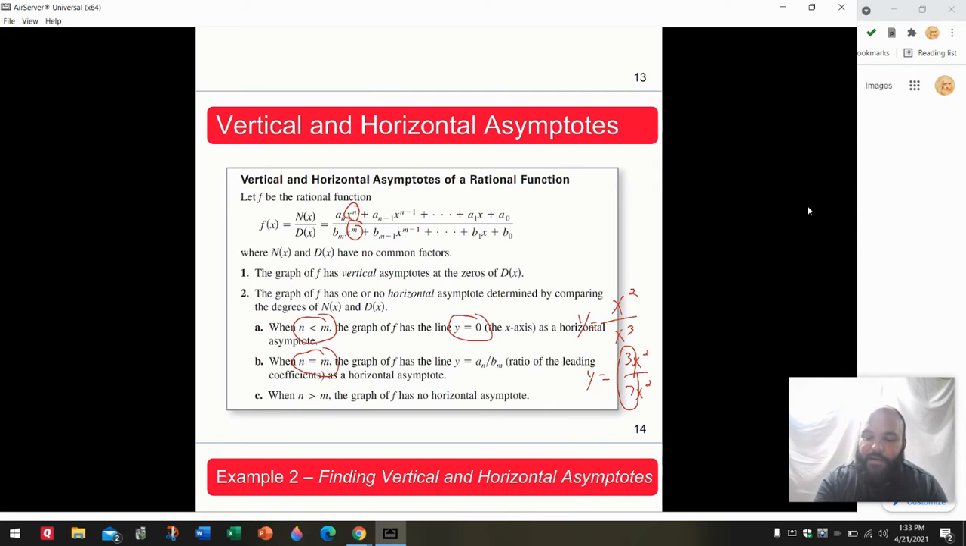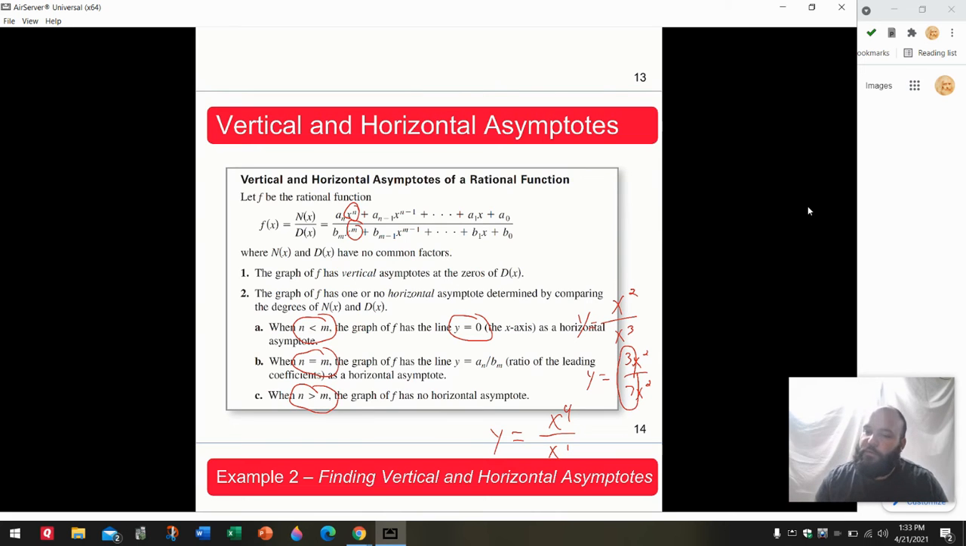The last scenario is if the numerator is larger than the denominator. If you had something like y equals x to the fourth over x to the first, then 4 is bigger than 1, so there would not be a horizontal asymptote for that.